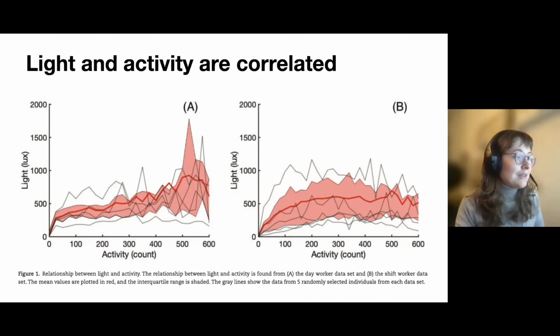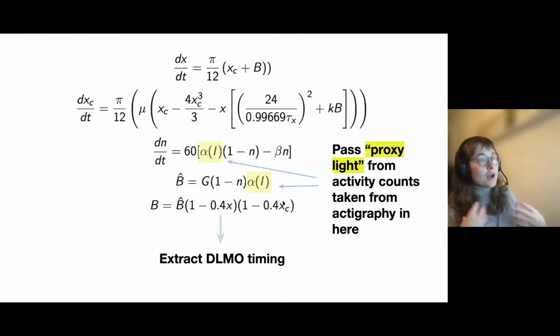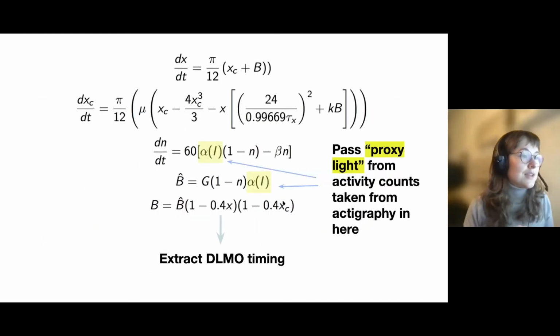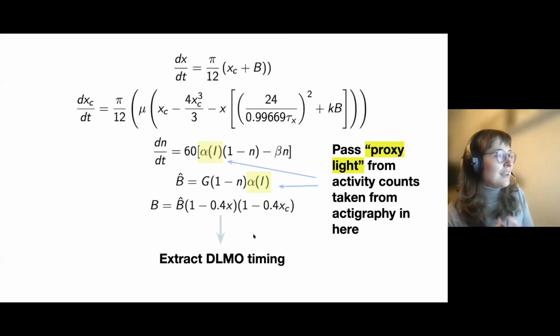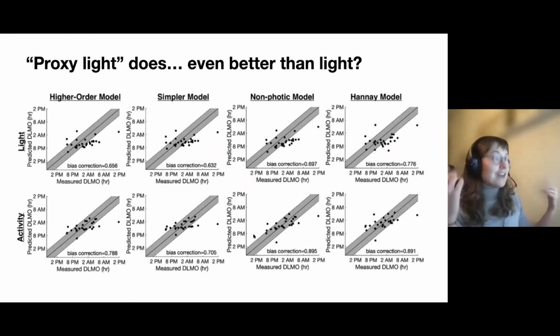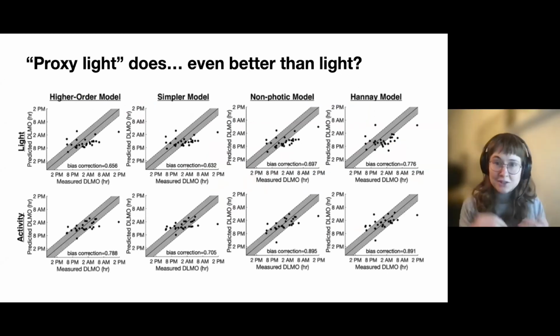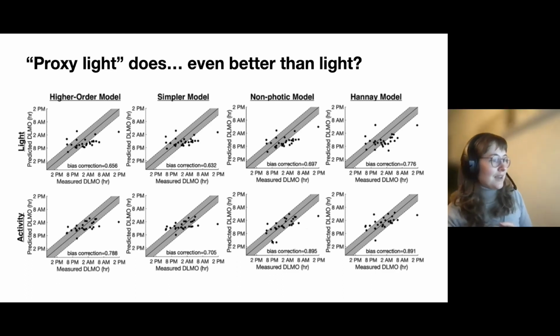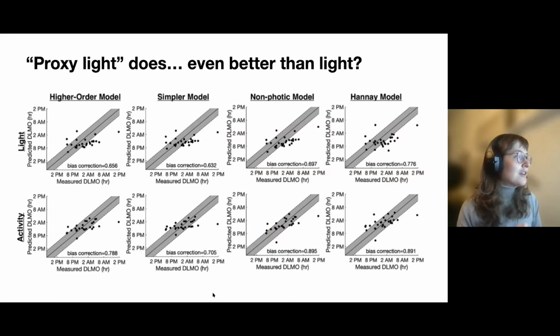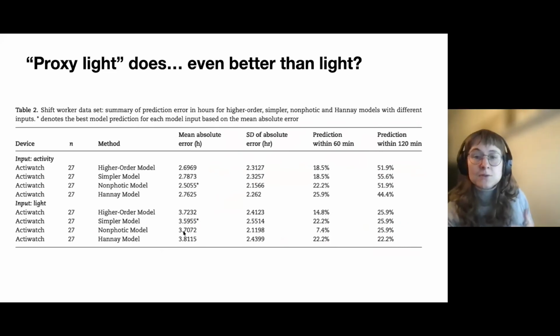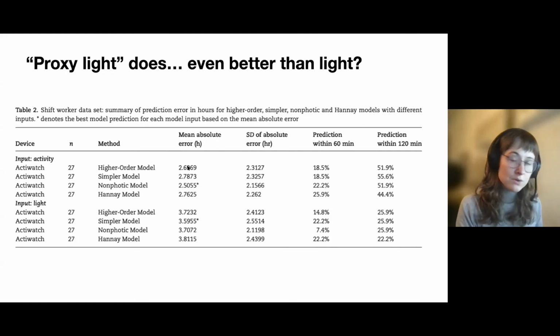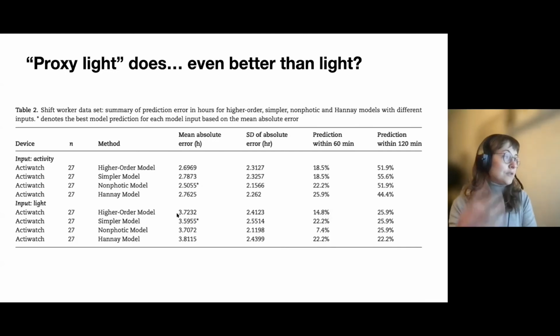So what happens if in our model, we instead pass a proxy light from activity counts taken from actigraphy into alpha of I and extract DLMO timing from that? And what you get is better prediction of real DLMO. This line with slope 1, more things are fitting in the band around it. And the mean absolute error when you do just raw light is around 3.5 hours for the shift work population. Whereas when you use activity, you're looking more at 2.5 hours.